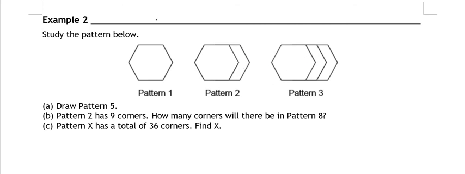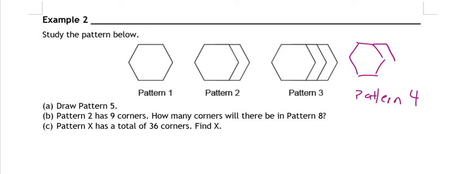Question A, draw pattern number 5. Do not jump to conclusions that after you draw pattern 3, you draw pattern number 5. I advise you to draw pattern number 4 first, next to pattern number 3. When you look at number 1, there's no extra edge, but in pattern number 2, you are adding 1, and then in pattern number 3, you are adding 2. So pattern number 4 will become like this.